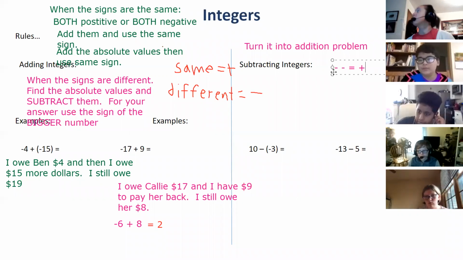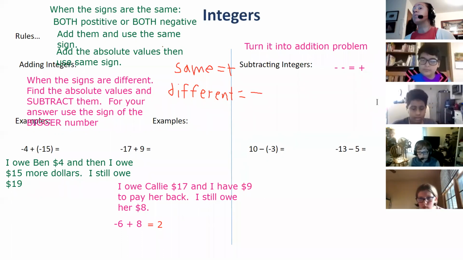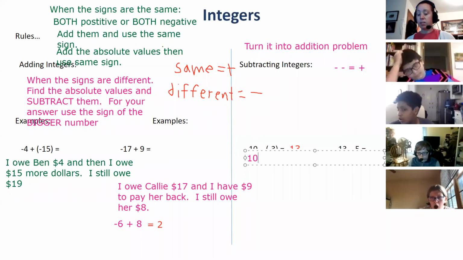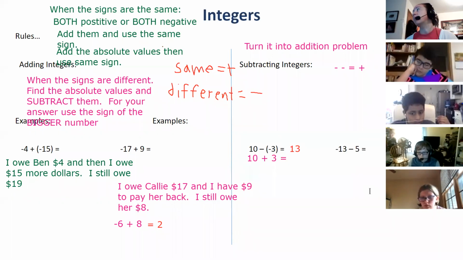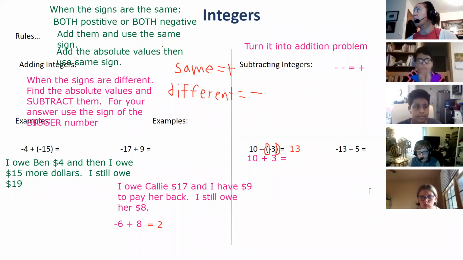Positive, or addition. Yeah, you're right. You guys are all right. Very good. 2 negatives right next to each other equals a positive. So our friend down here was saying this would be 13. That's because 10 minus a negative 3 is the same as 10 plus 3, which definitely equals 13. And you know how there's a parentheses around that negative 3? You just got to ignore that. That's just showing you it's a negative.